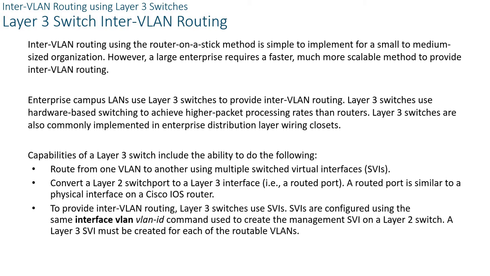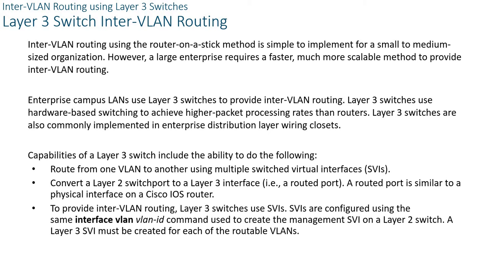Layer 3 switches use hardware based switching to achieve higher packet processing rates than routers. Capabilities of a layer 3 switch include routing from one VLAN to another using multiple switch virtual interfaces, and converting a layer 2 switch port to a layer 3 interface. A routed port is similar to the physical interface on an IOS Cisco router.